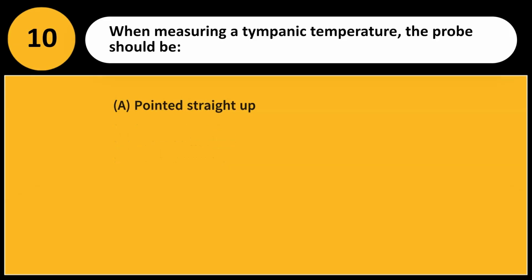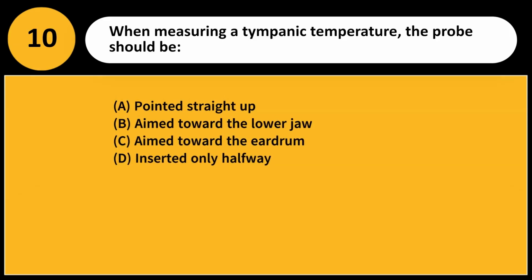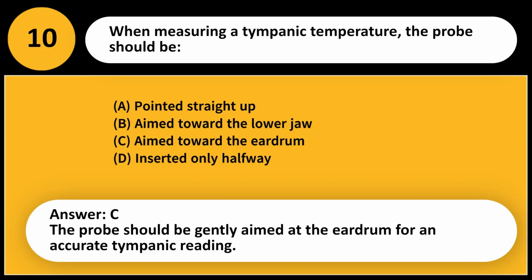When measuring a tympanic temperature, the probe should be A. Pointed straight up. B. Aimed toward the lower jaw. C. Aimed toward the eardrum. D. Inserted only halfway. Answer: C. The probe should be gently aimed at the eardrum for an accurate tympanic reading.